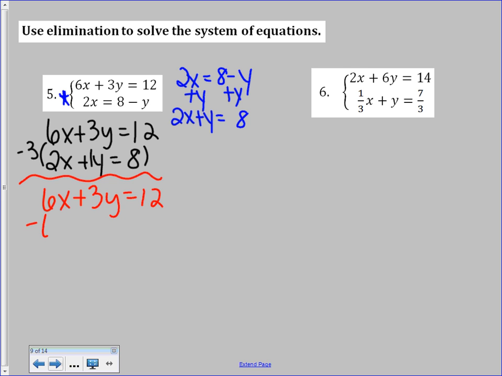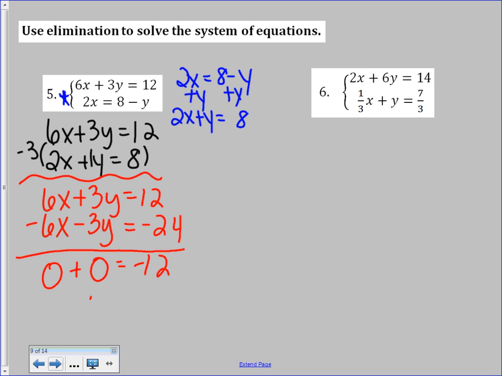And then the next one is going to multiply, and we're going to get this when we distribute that negative 3 into each term. So now we can go ahead and add them together. 6x minus 6x is 0. 3y minus 3y is 0. 12 minus 24 is negative 12. Well, now I get that 0 equals negative 12.